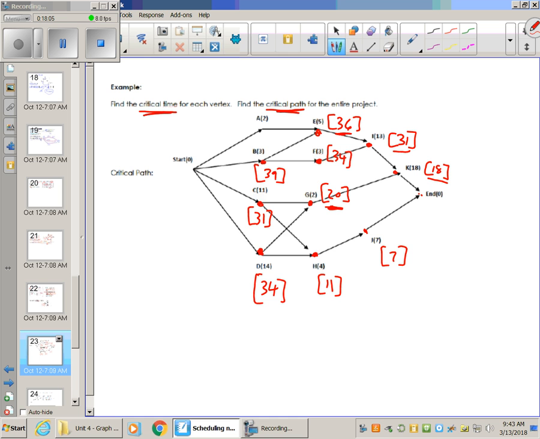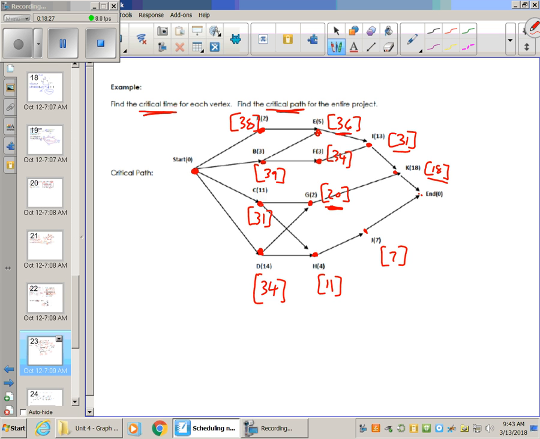A recap of what these numbers mean: the longest path from that vertex to the end, the longest amount of time it takes. So for A, it's only pointing to one thing, that 36, so 2 and 36 make 38. And I've done all my vertices.